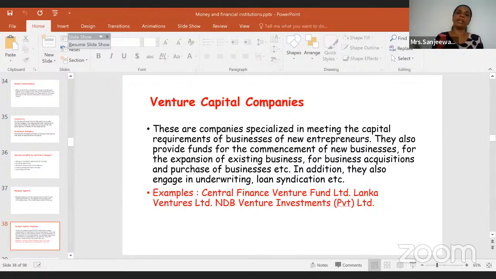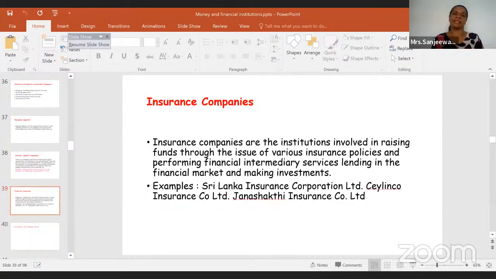In addition, they do underwriting and loan syndication as well. But they don't have current accounts or savings accounts. Venture capital companies' main role is to provide loans or help new entrepreneurs for the commencement or for the expansion of businesses. Then insurance companies. There's nothing new for me to explain about insurance companies.